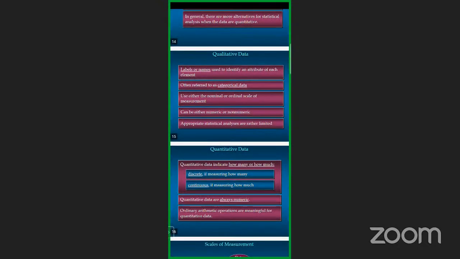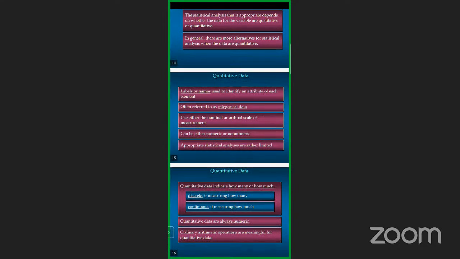The quantitative data indicates how many or how much. So it is discrete if measuring how many, continuous if measuring how much. Quantitative data are always numerical, and the ordinary arithmetic operations are meaningful for quantitative data. So we can analyze quantitative data more easily than qualitative data. If it is expressed in terms of numbers, then later on it is also useful for the calculation part, or for finding out different values which are expressed in terms of numbers.